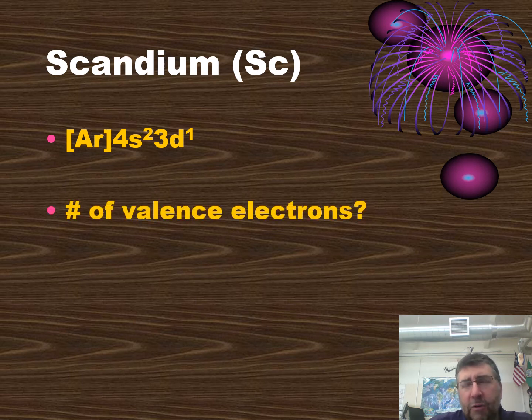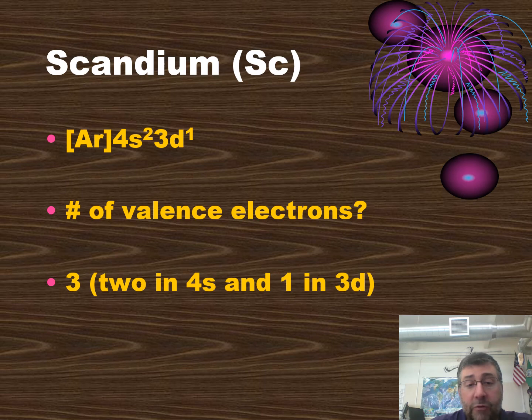How many valence electrons does it have? When you look at valence electrons, you're going to be focused on how many electrons are available in that outermost row. So in this case, scandium has 3 valence electrons: 2 in the 4s, 1 in the 3d.